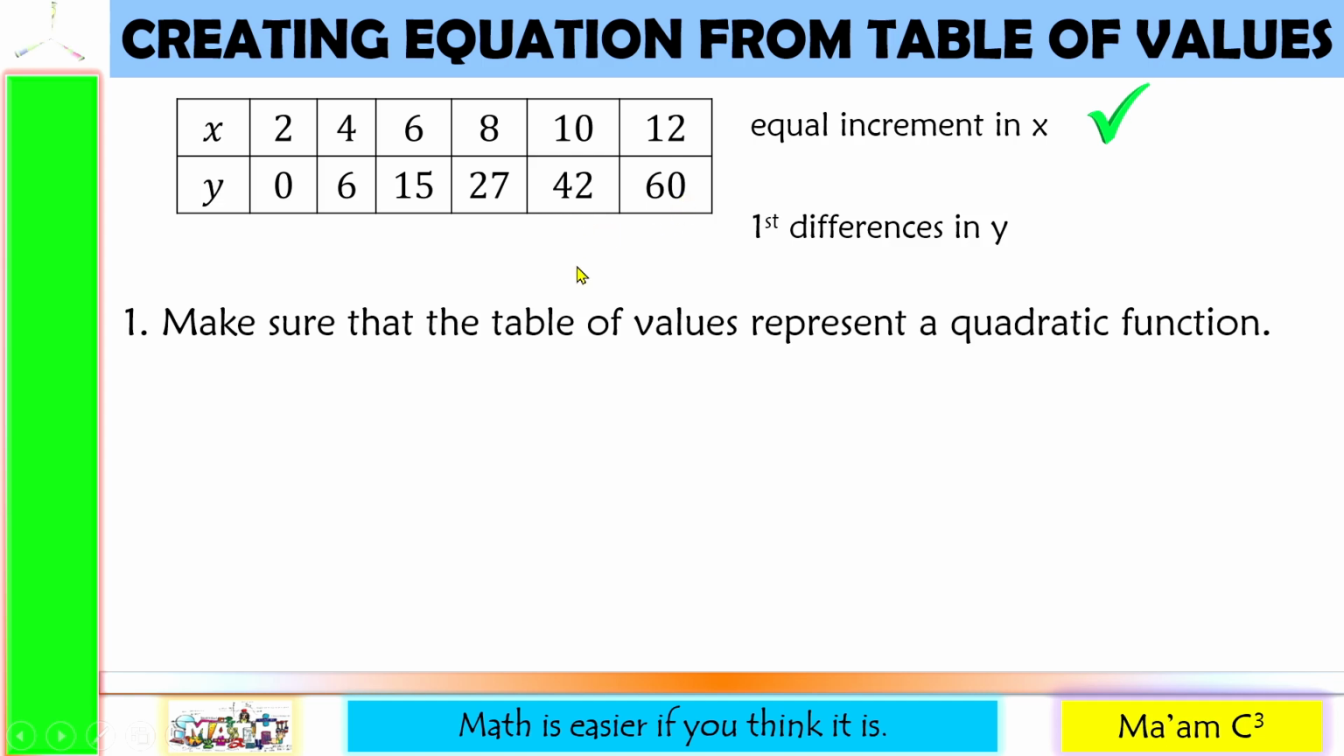Next, we're going to determine the first differences in y. 60 minus 42 is 18. 42 minus 27 is 15. 27 minus 15 is 12. 15 minus 6 is 9. And 6 minus 0 is 6.